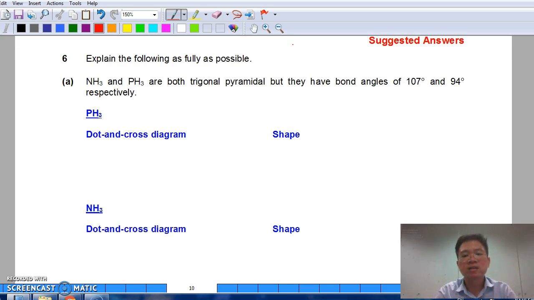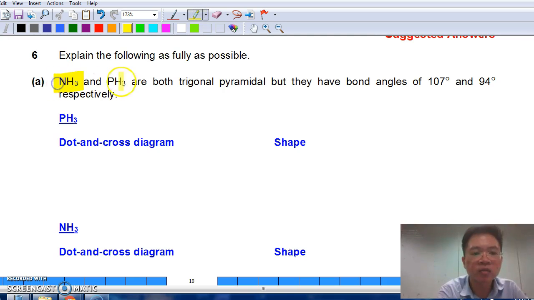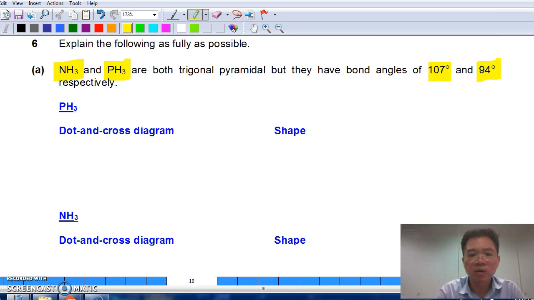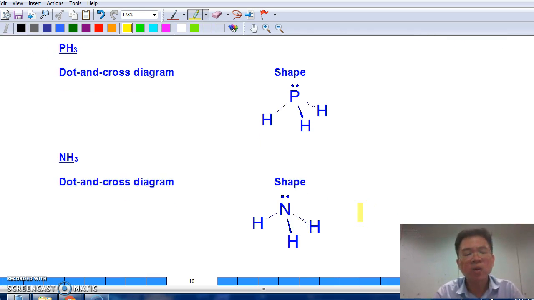Question 6 covers some special cases that you can see in some of these molecules. Question 6a wants you to compare the bond angle of NH3 and PH3. NH3 has a bond angle which is bigger than PH3. If we were to draw the shape, this is our PH3 and this is the NH3. What is one thing that you observe about these two shapes? Do you see that they are the same shape?